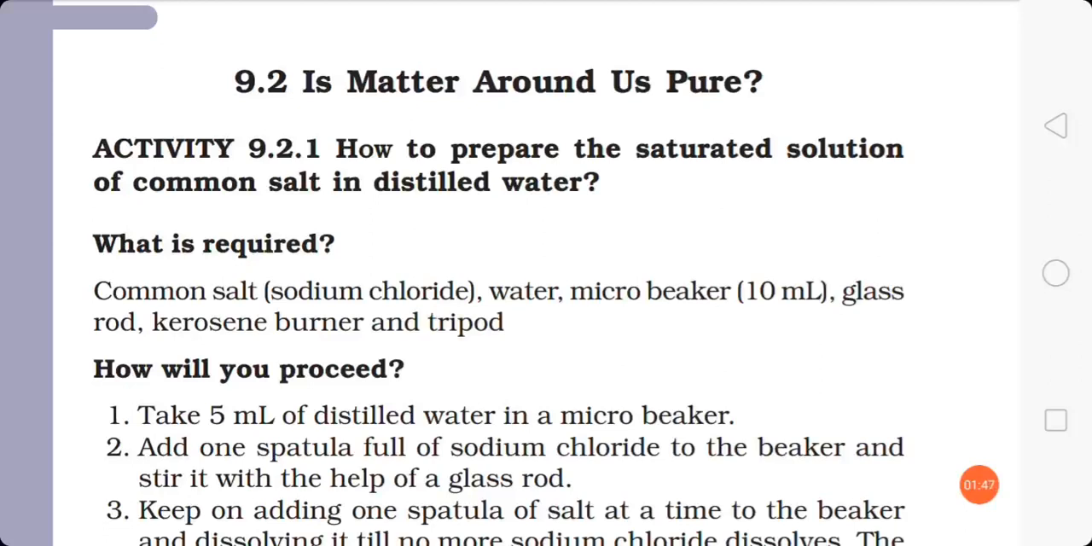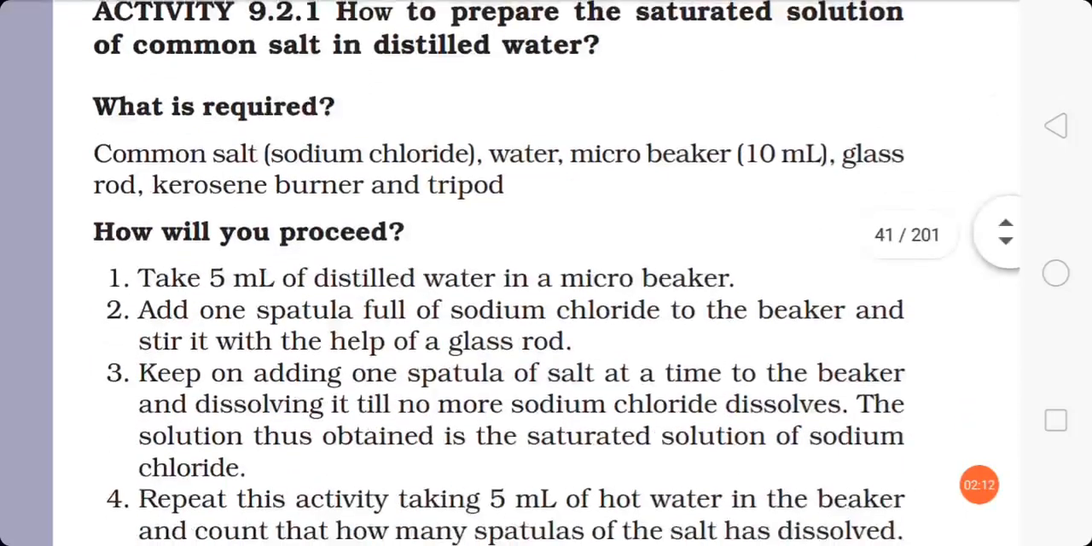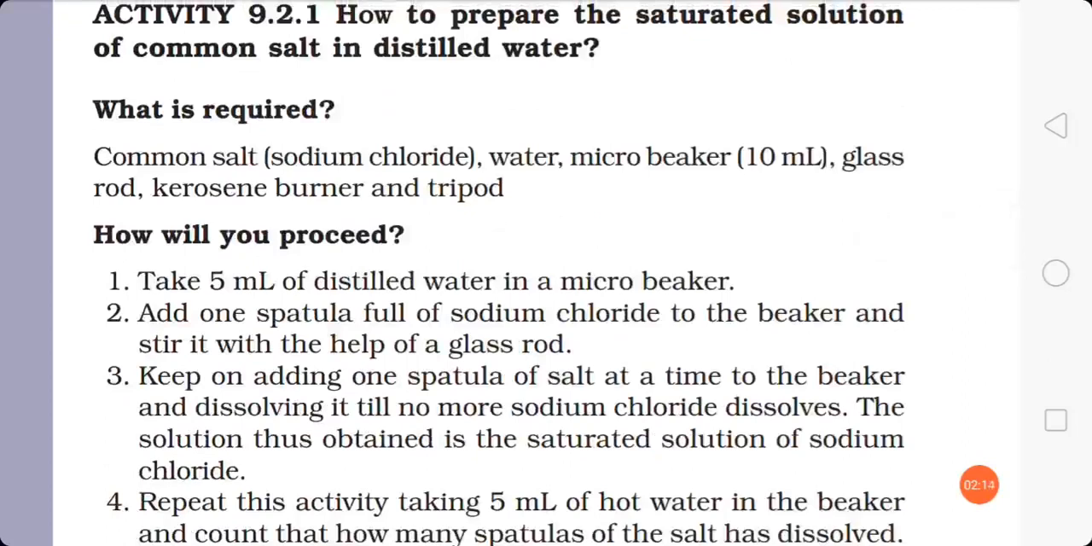What is required for that is common salt, means sodium chloride, water, a micro beaker of 10 ml, a glass rod to stir the solution, a kerosene burner to heat the solution, and a tripod on which we will place our solution. Now how will you proceed? First of all, we are going to take 5 ml of distilled water in each micro beaker.